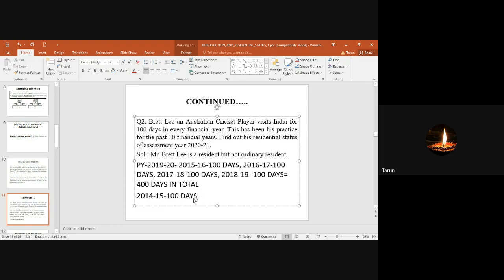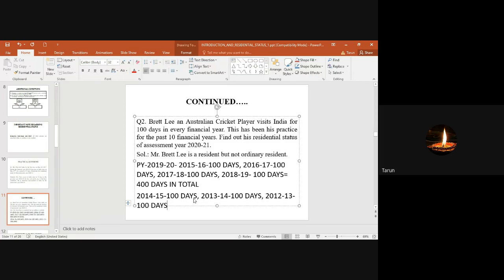Next, 2013 to 14, again 100 days. They come up to 100 days only in every financial year. Then again, we have to take the 7 previous years. 4 years are already taken, right? And 3 years are the remaining ones. So 2012 to 2013, 100 days.